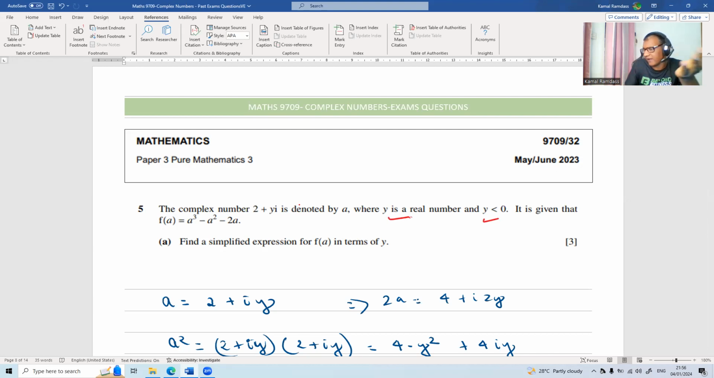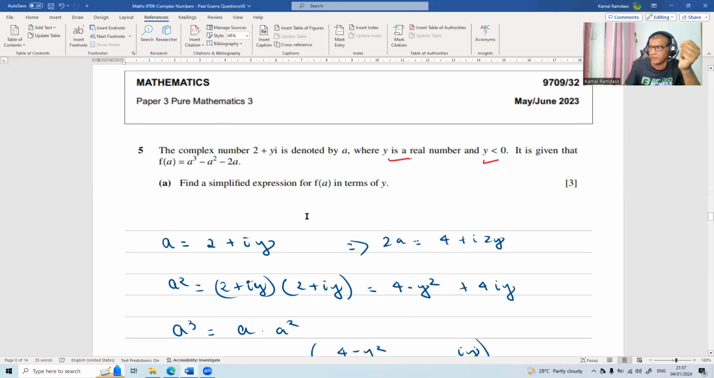It is given that f of a is equal to a cube minus a square minus 2a. Find a simplified expression for f of a in terms of y. Bon, là, nous sommes capables de remplacer ça directement là-dedans. OK. Nous remplaçons ça directement là-dedans et nous simplifions. Mais, il vient un peu embrouillé. OK. Et il est capable de fatiguer et ou capable de faire erreur facilement.